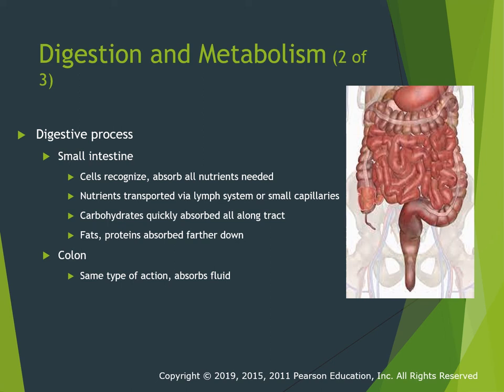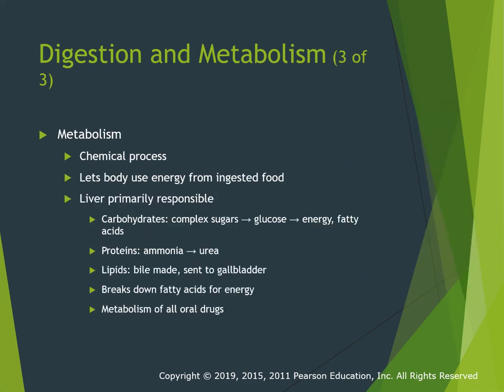We got to make sure we chew it up good to get it in that bolus so it can be absorbed. The thicker the food and it's not chewed up well, it can't absorb as well. And then it goes through the large intestines and to the colon and rectum, and then we expel it. So metabolism, this is a chemical process. It's for breakdown, and it lets the body use energy from the ingested food. So it breaks down our food and it gets the energy from it.